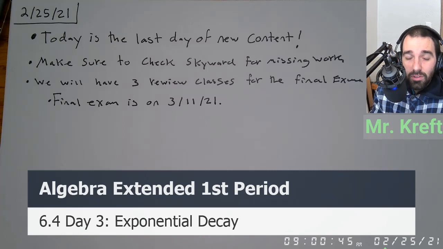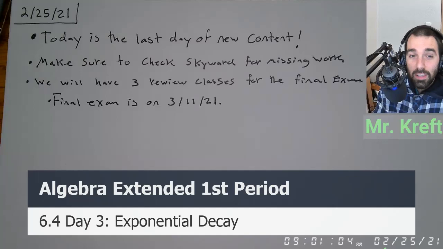We will have 3 review classes for the final exam. Our next 3 classes are going to be going over all the content that we have done since the midterm. So that's what's going to be on the final. All it is exponentials, okay? We're going to look at how to graph exponentials, how to find domain and range of exponentials, how to tell if it's an exponential from a table, whether it's growth or decay, and word problems. That's everything that's going to be on the final. We're going to spend 3 classes reviewing for that, so that should be plenty of time.